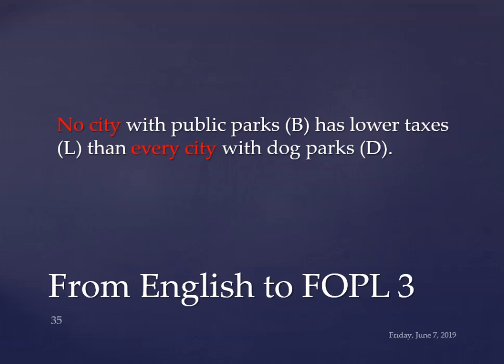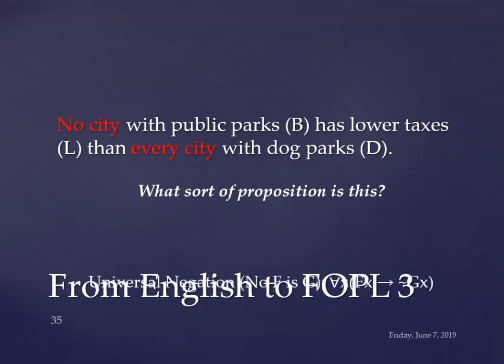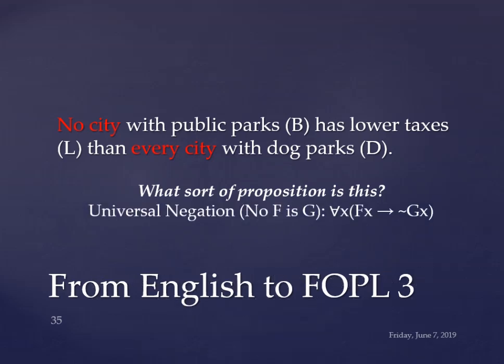And so you might be thinking, given the way this thing is stated, what sort of proposition is it? Think back to Aristotle's four propositions. Is it a universal affirmation, particular negation, universal negation, or a particular affirmation? And the form of it is actually a universal negation. That's the style of the translation. Remember, no F is G has the form of for every x, if x is F, then x is not G.